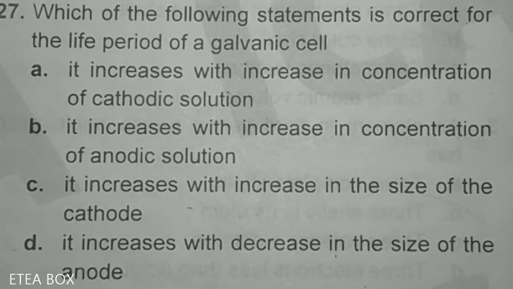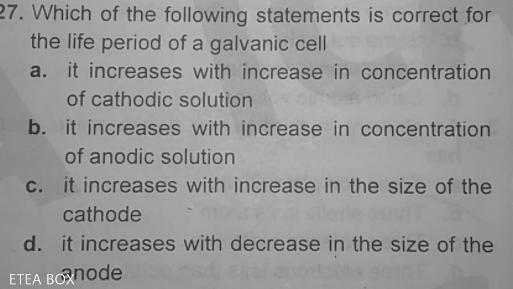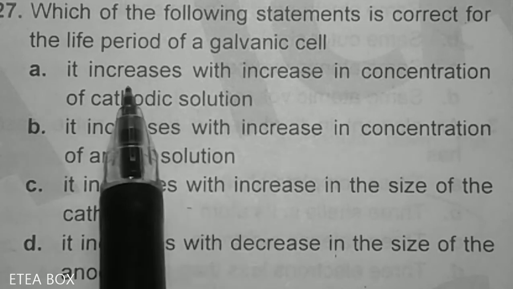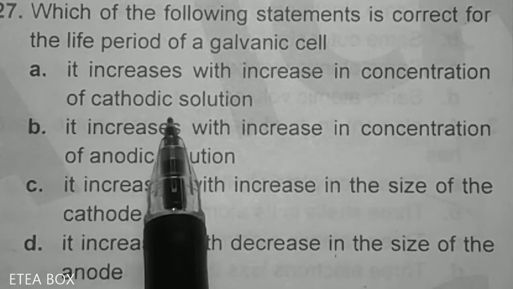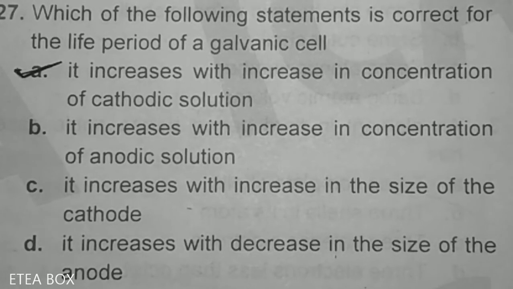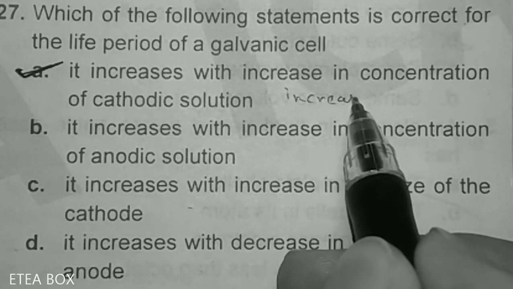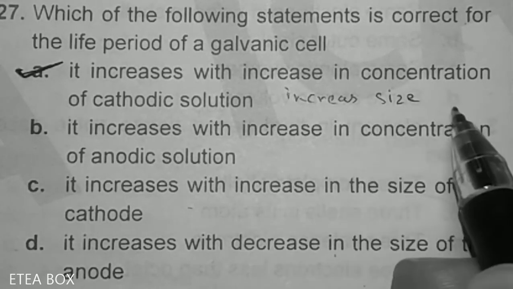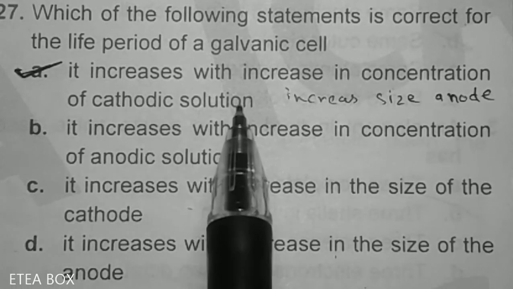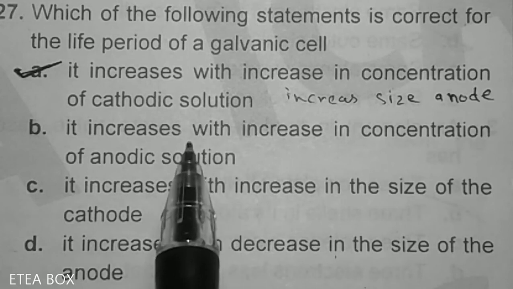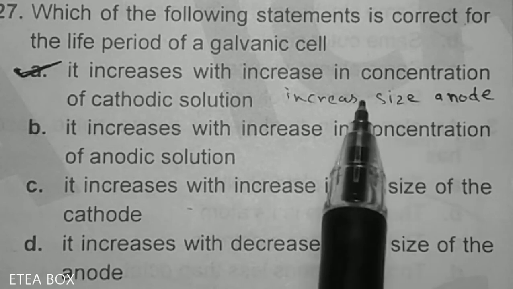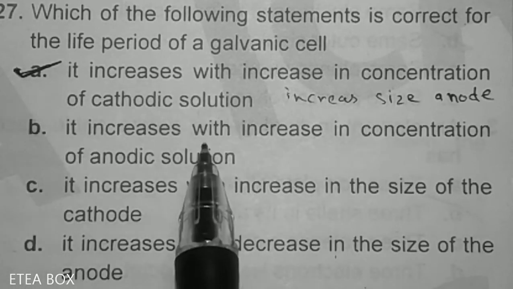Which of the following is correct for the life period of the galvanic cell? Option A is correct. The life period of a galvanic cell increases with the increase in concentration of cathodic solution, and also if we increase the size of the anode. Here the two conditions are: first, if we increase the concentration of cathodic solution, and also when we increase the size of the anode, then in these two conditions the life period of the galvanic cell can be increased.